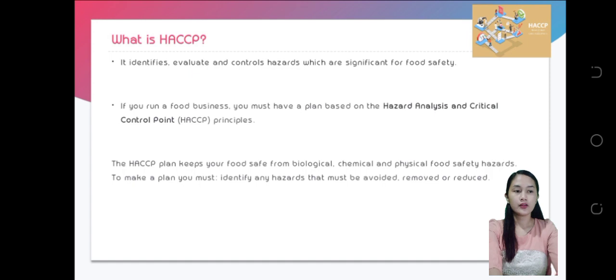To make a plan, you must identify any hazards that must be avoided, removed, or reduced. Examples of hazards include slivers of glass, human hair, nails, false nails, jewelry, metal fragments, dirt, stones, toothpicks, and pesticides. Pesticides may leave residues on fruits and vegetables that might harm the health of our customers, our people.